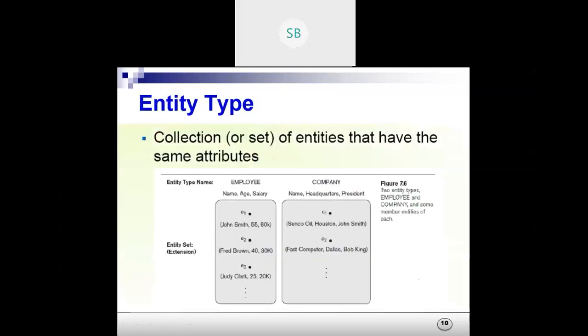Now we have the entity types. Basically, a collection of entities that have the same attributes. So you can see here this employee has the properties name, age and salary. Okay, these are the attributes of it. And the company attributes are name, headquarters, president.